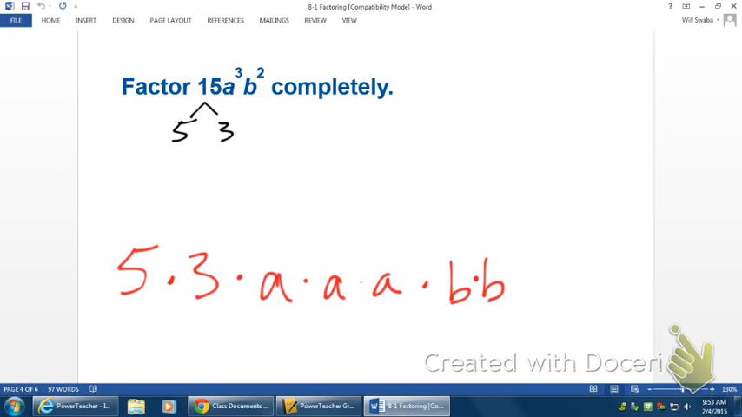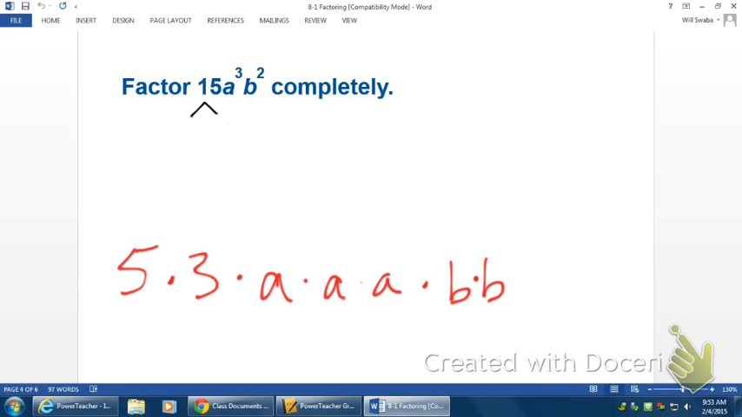Now, Anthony said 15 and 1. Well, you are right. But it's just going to keep going on forever and ever if you keep going like that. You're not getting anywhere like that.